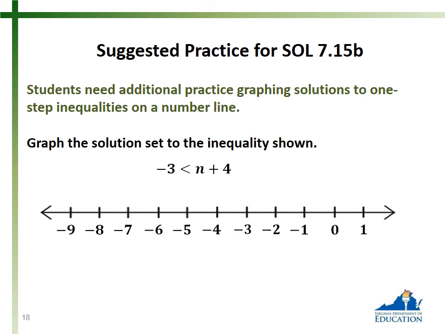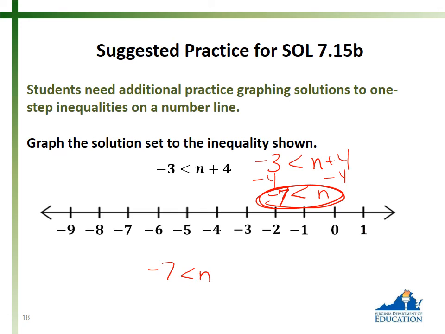So now I need to graph the solution to the inequality shown. In order to graph this, I need to get n by itself. So I have -3 is greater than n plus 4. If I'm going to go ahead and subtract 4 from both sides, I'm left with n being greater than -7. And so this is right here after I do the one step. This is what I'm going to graph. And so I can say that -7 is less than n, but I can also say that n is greater than -7, whichever way is easier for you to look at this problem.